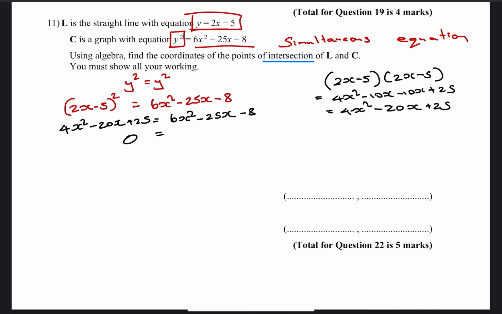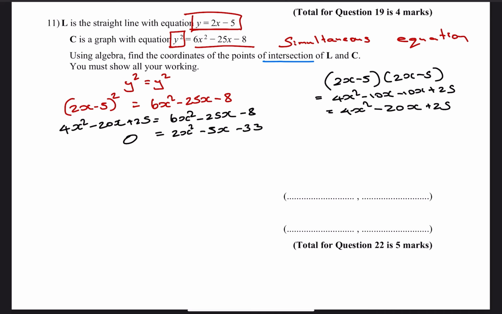So put 0 here. 6x squared minus 4x squared, which is 2x squared. Minus 25x plus 20x, sorry, no more minus 20x, it's actually plus 20x. So minus 25 plus 20, which is minus 5x. Minus 8 minus 25, remember, because it's the opposite sign now as it moves to the other side. That gives you minus 33.